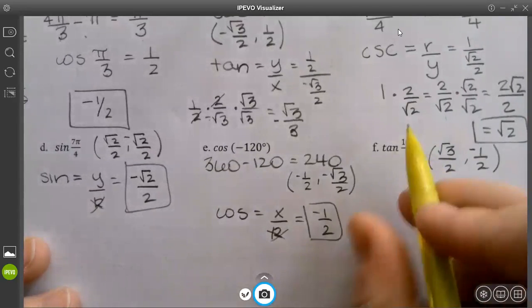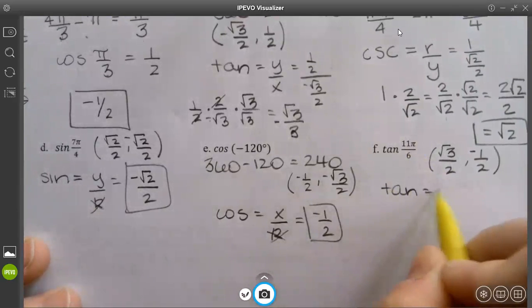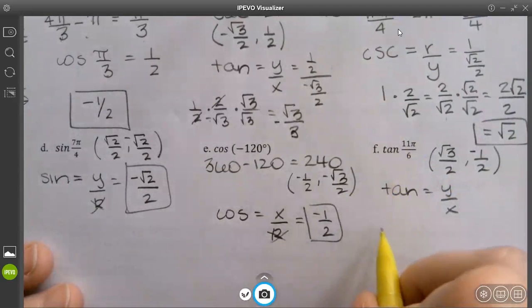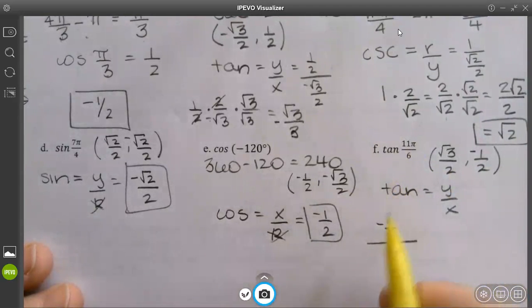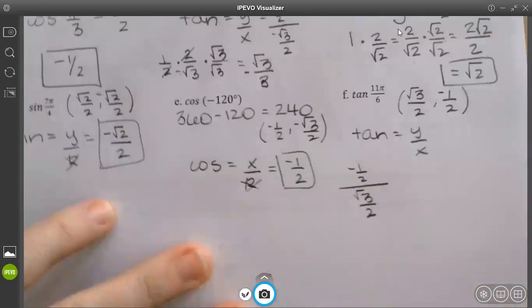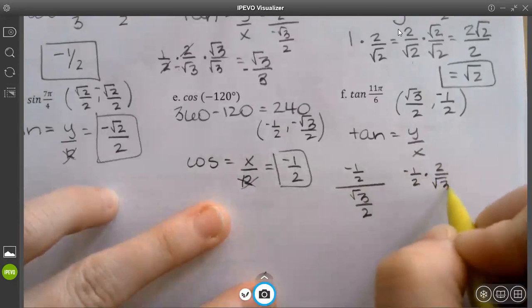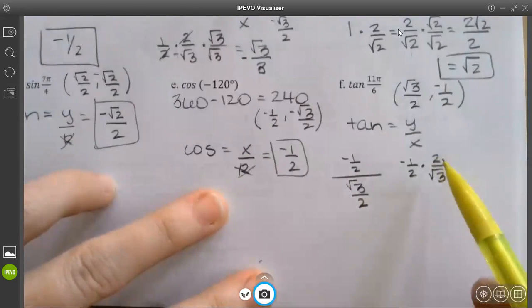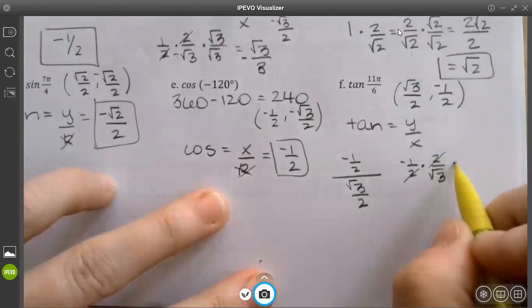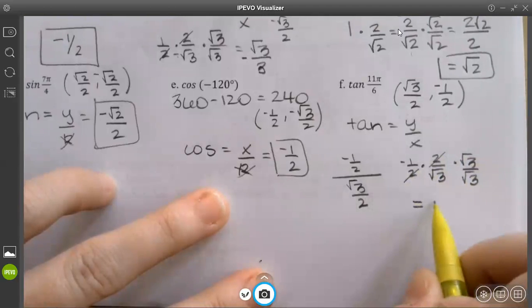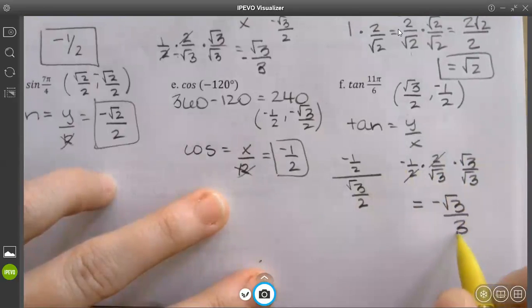Tan. Okay, this one we have to use both. What is your Y over your X? We don't divide, we multiply: negative 1/2 times 2 over the square root of 3. What happens? The 2s cancel. So we get, what kind of square root of 3? Negative square root of 3 over 3. That's it.